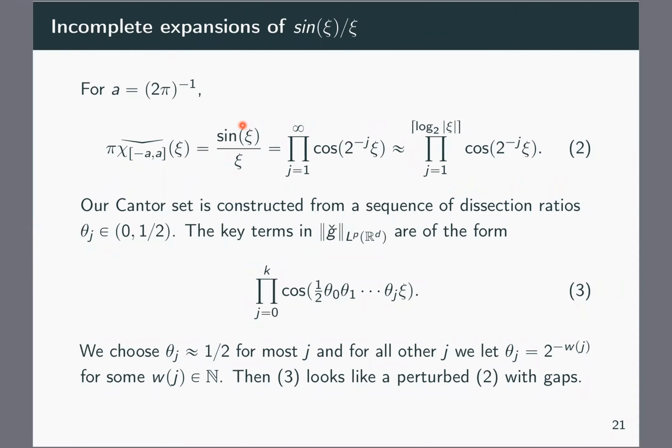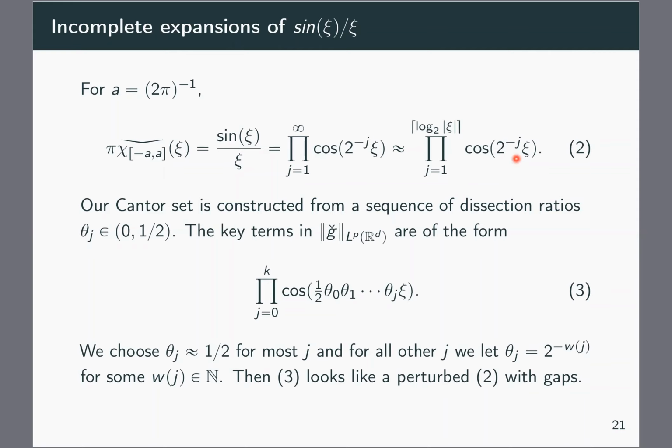So now you can take this inverse Fourier transform of the function g that we saw before, take its L^p norm, and you will find that some of the key terms in that integral norm are these products of cosines in 3 here, which are essentially a little bit like the products of cosines in 2, but instead of multiplying by 1/2 at every step, we multiply by a dissection ratio at every step. So this is 1/2 times the dissection ratio at generation 0 times the dissection ratio at generation 1, and so on. We said that we wanted most of those dissection ratios to be close to 1/2, which would make this look a bit more like 2.